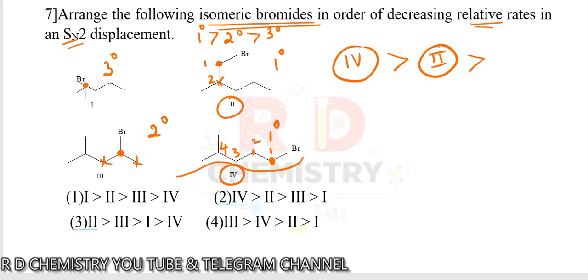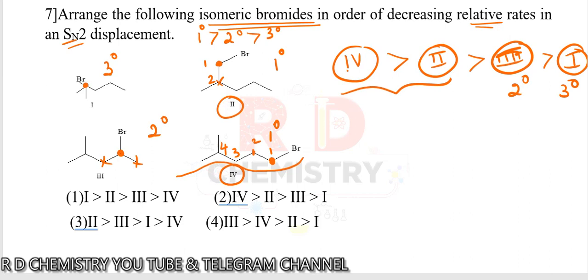Then the secondary comes, example number 3, and example number 1 is the tertiary. The first two, example number 4 and example number 2, are primaries. So the answer should be option number 2, right? Fourth greater than second, greater than third, greater than first. This should be the answer. Clear?